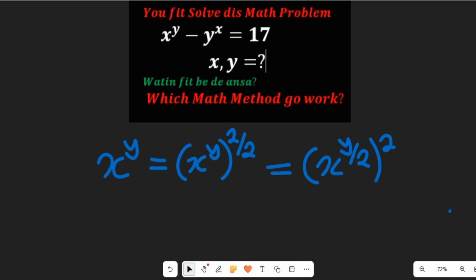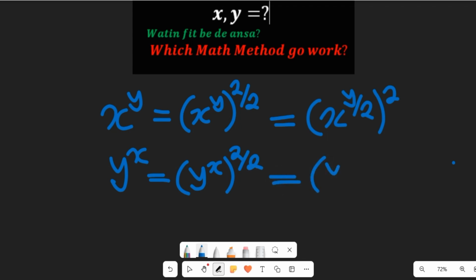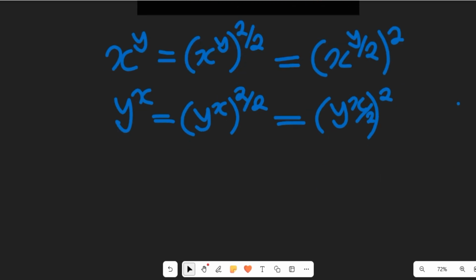Now for the next one, we go do am for the same thing for dis one wey be y to the power of x. So we go take y to the power of x as y to the power of x to the power of 2 divided by 2. We no change anything. Dis one too go be equal to y to the power of x to the power of x divided by 2 to the power of 2. We never change anything. Now wetin we go do now?